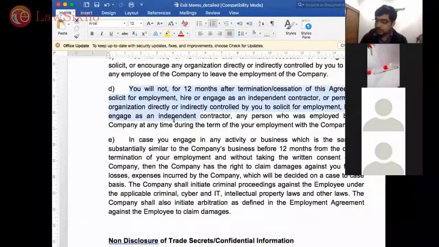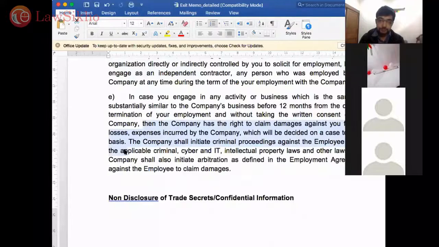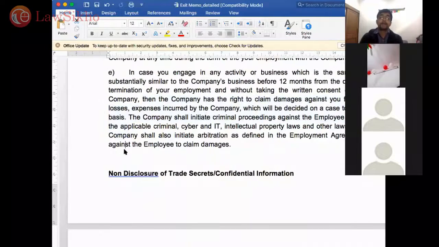See, these are varieties of the same kind of agreement. In case you engage in any activity or business which is the same or substantially similar without taking written consent, then the company has the right to claim damages for losses or expenses, which will be decided on a case-to-case basis. So one thing you must always remember is that many employment contracts tend to contain clauses which are stretched legally. They may not be entirely valid.